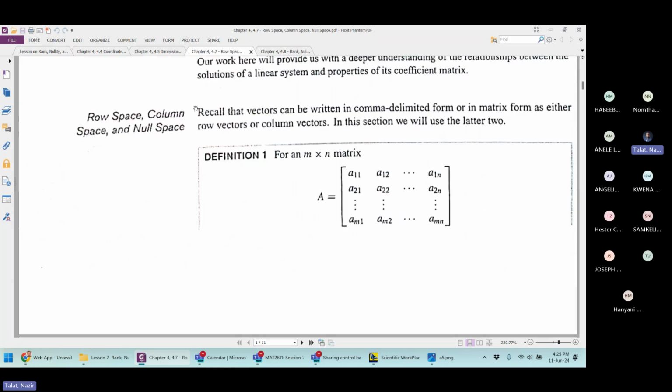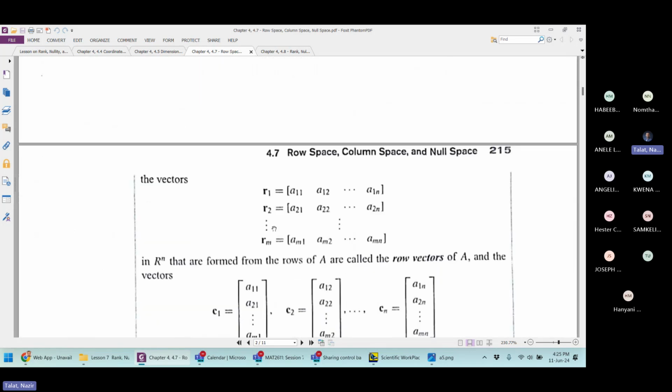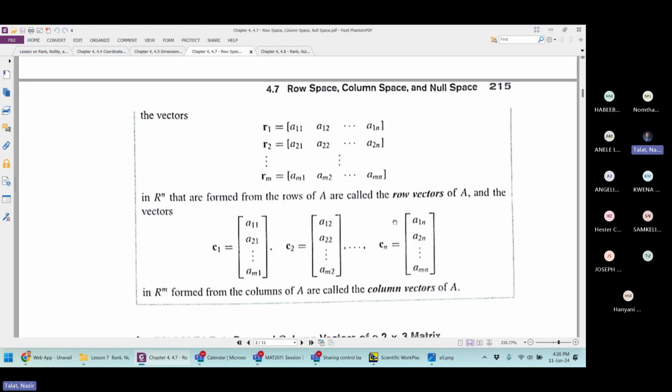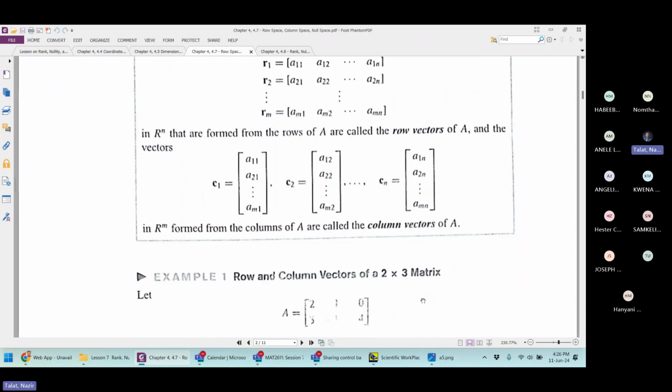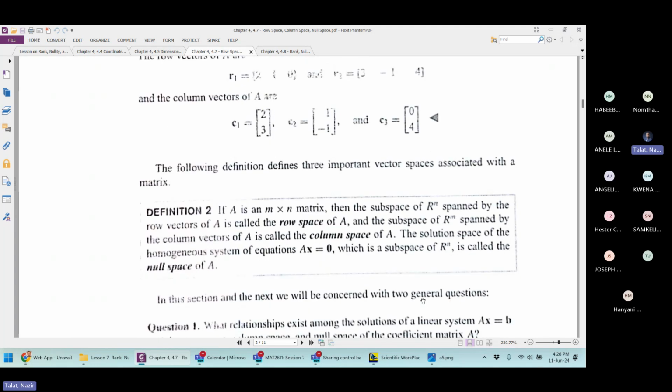For example, if we have any matrix m cross n, which has the entries in the form of rows and columns, then we can say R1 first row, R2 second row, up to Rn. These are the rows of a matrix. And C1, C2, if we just take the columns of that matrix, they are called column vectors of a matrix A. And so these are some usual and trivial parts of that one.